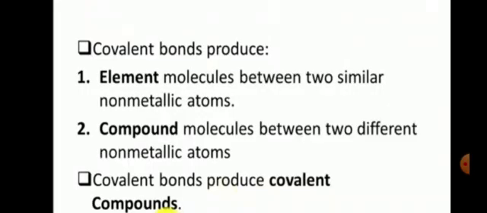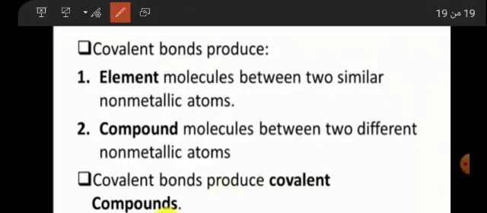Is it clear? Covalent bonds produce element molecules. What did we say the ionic bond produces? A compound molecule, not an element molecule. Why? Because the ionic bond is between two different atoms, a metal and a non-metal, two different things, so it gives me a compound. The compound molecule we talked about in the first term, and we said they are different atoms. Okay. As for the covalent bond, what does it produce, kids? Element molecules, meaning the two are similar, because they are two similar non-metallic atoms, or a compound molecule between two different non-metallic atoms.